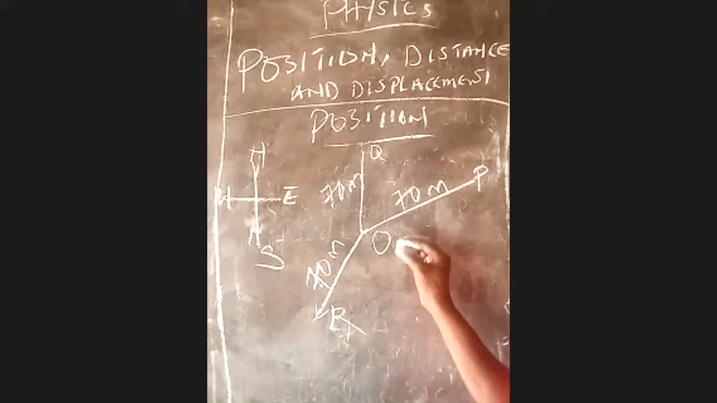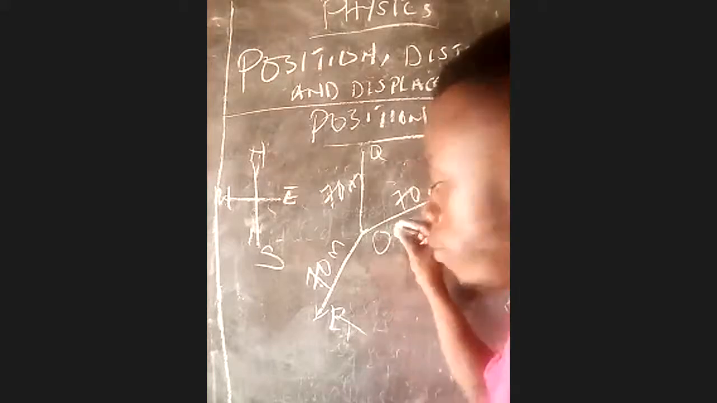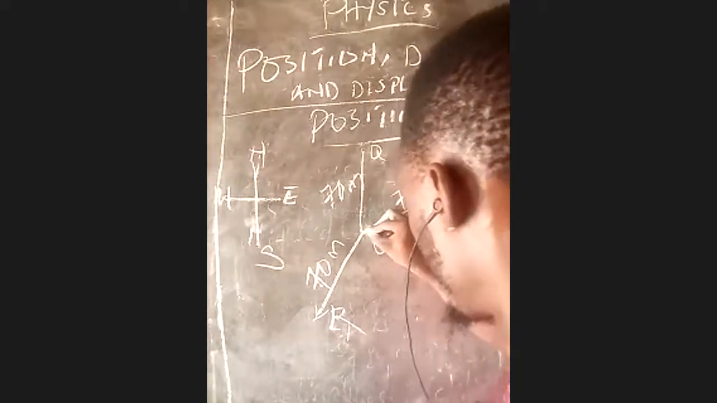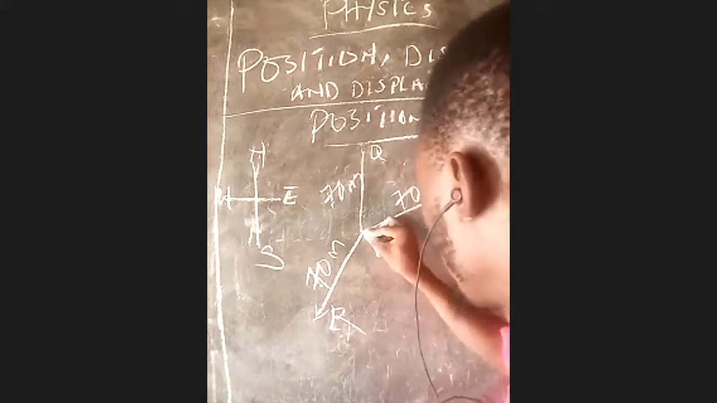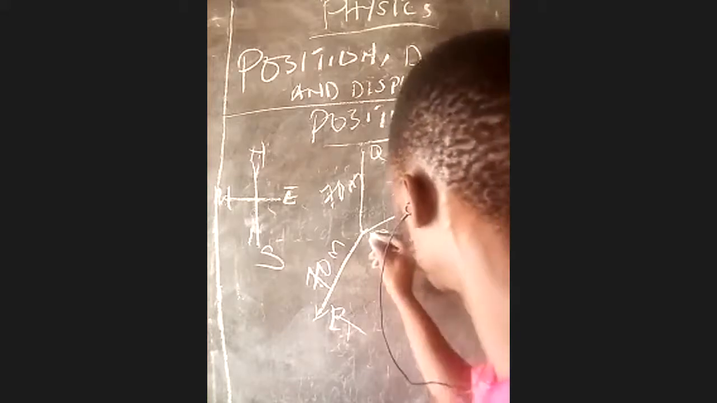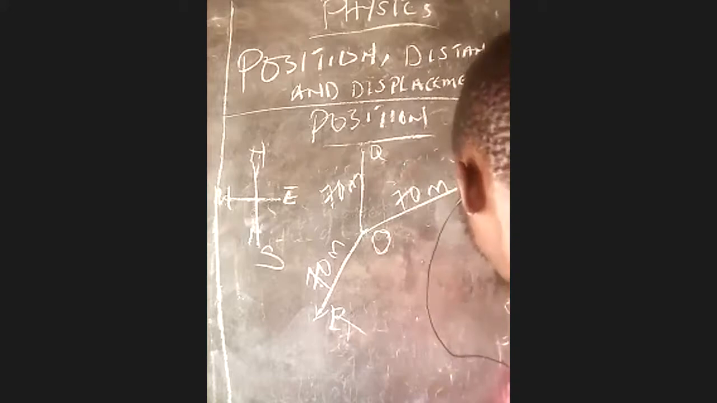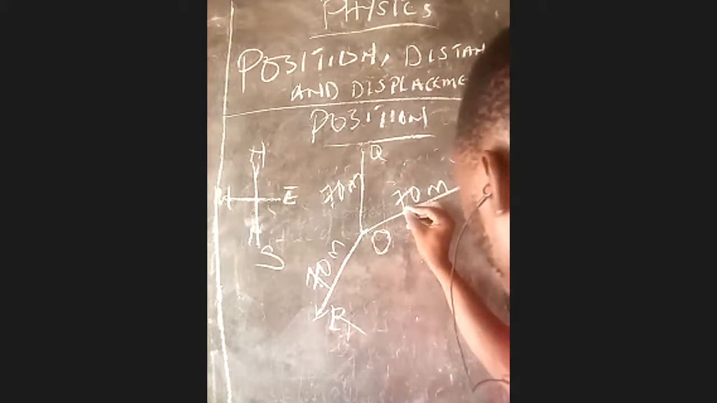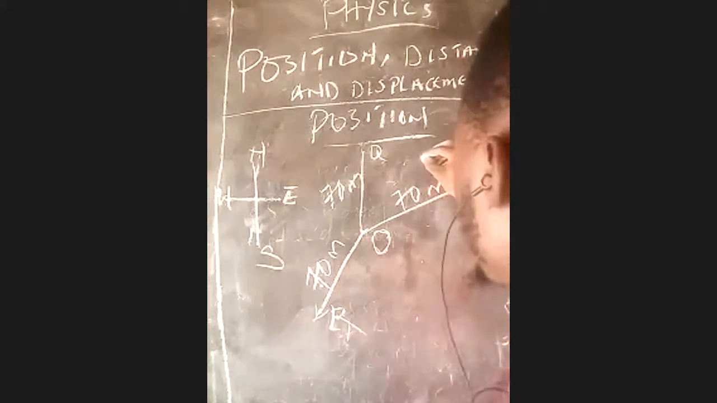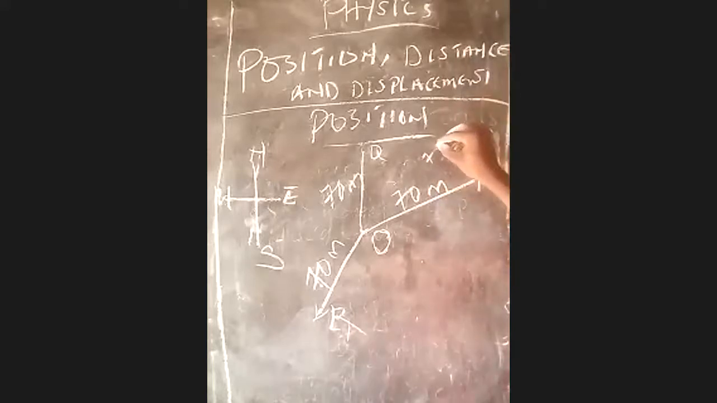Now, when an object moves, remember that this is zero, this is the initial point. So where they can start. When an object moves from this point zero to point P here, we can say that the object has moved in the direction of what? 70 meters. When an object moves from point O to P, we can say it has covered 70 meters.